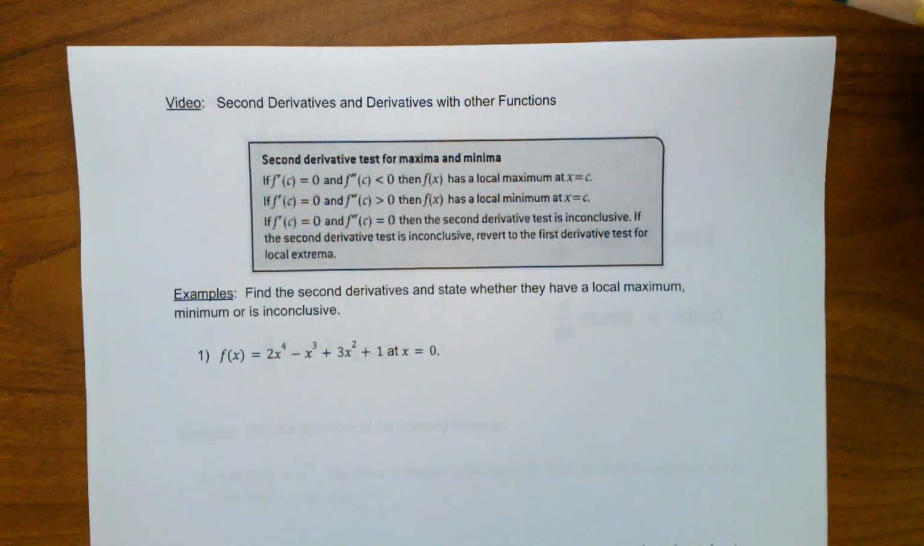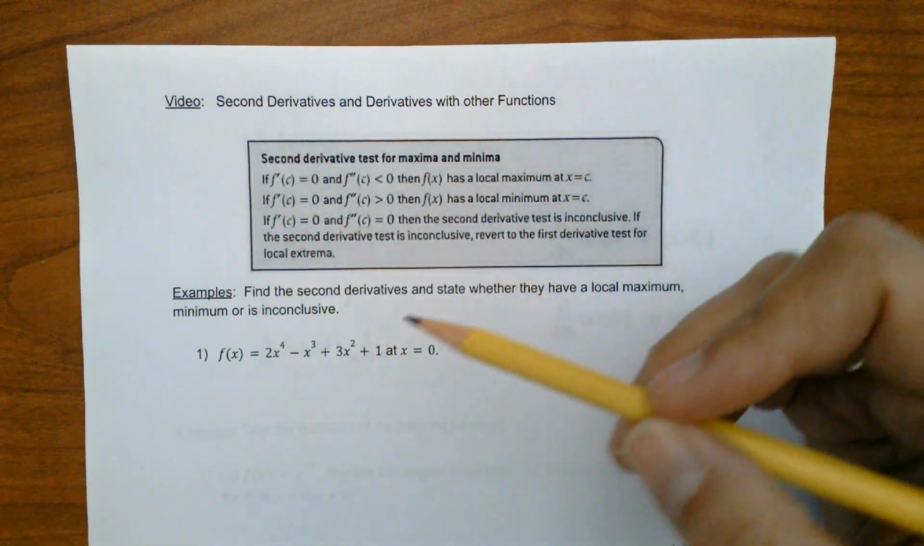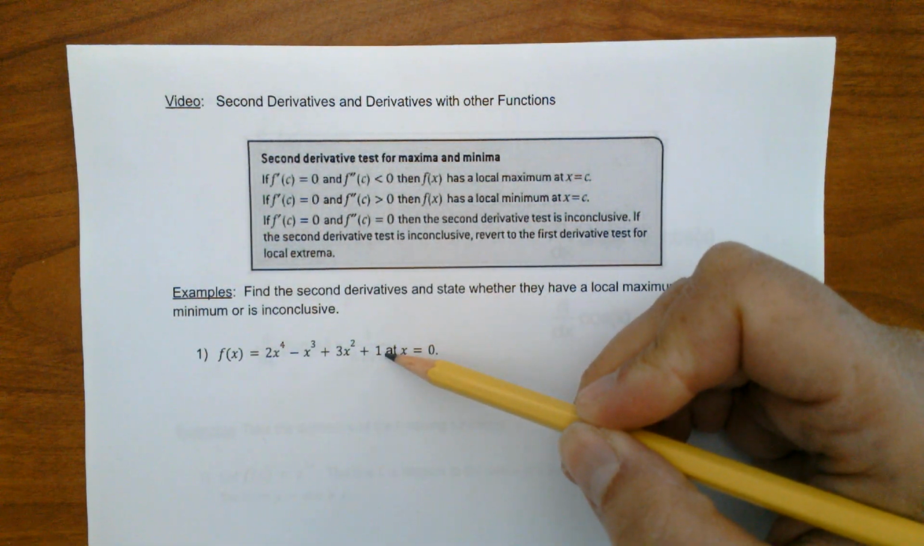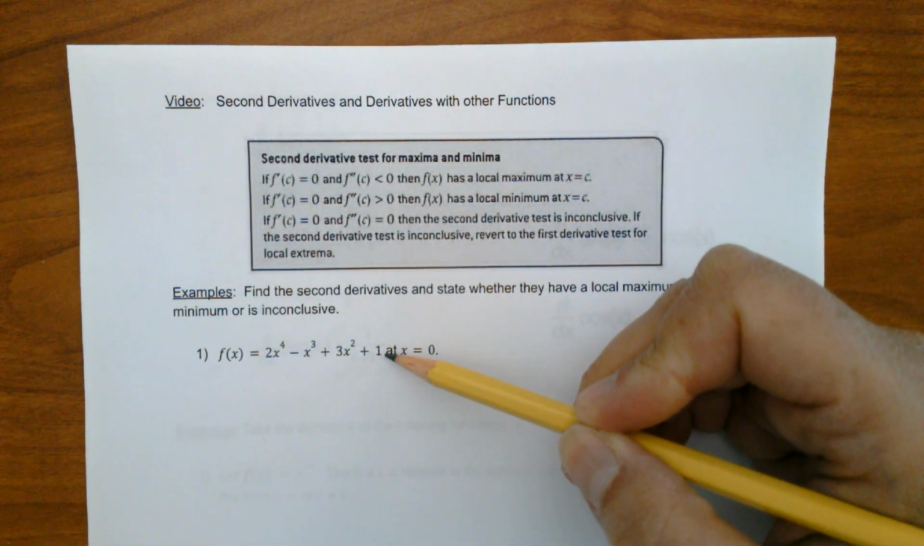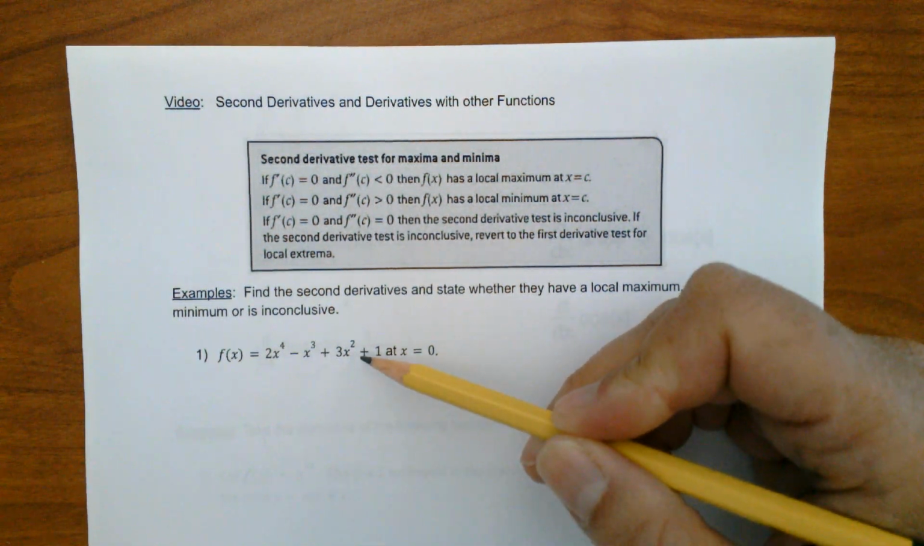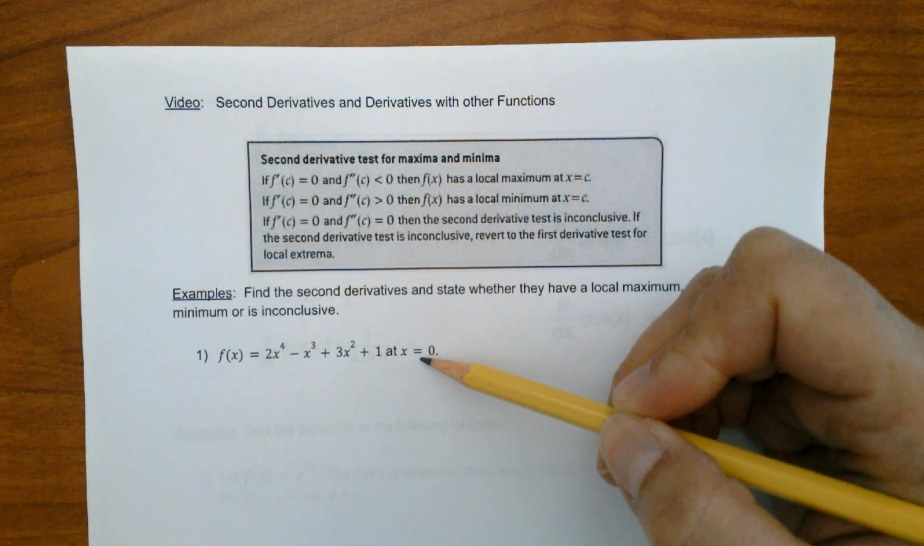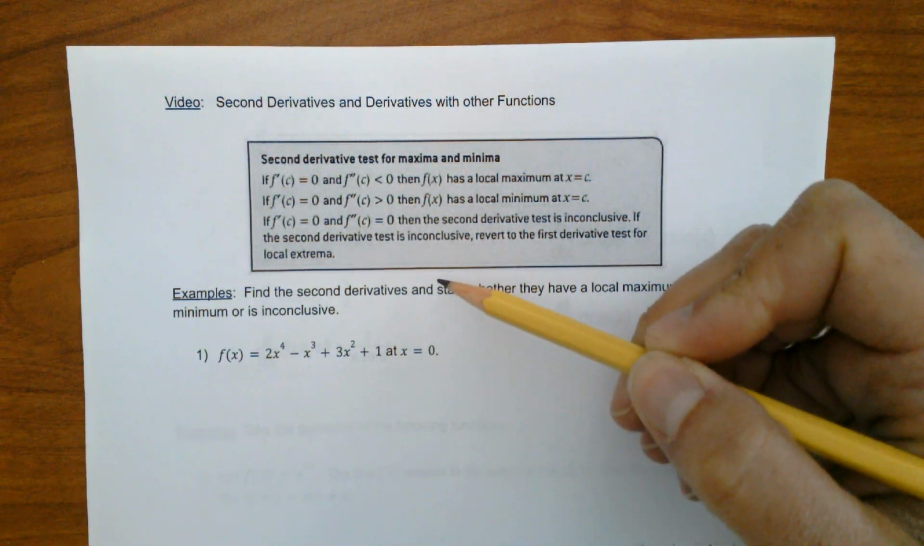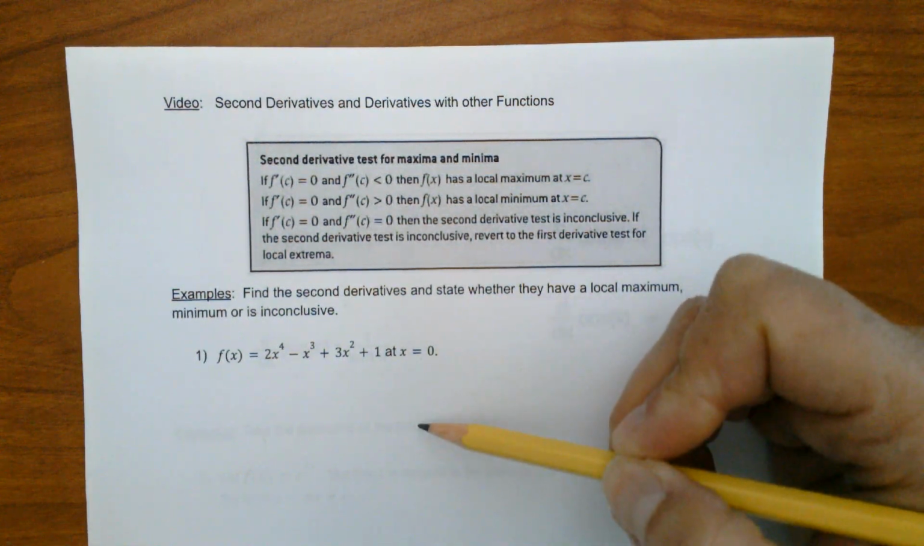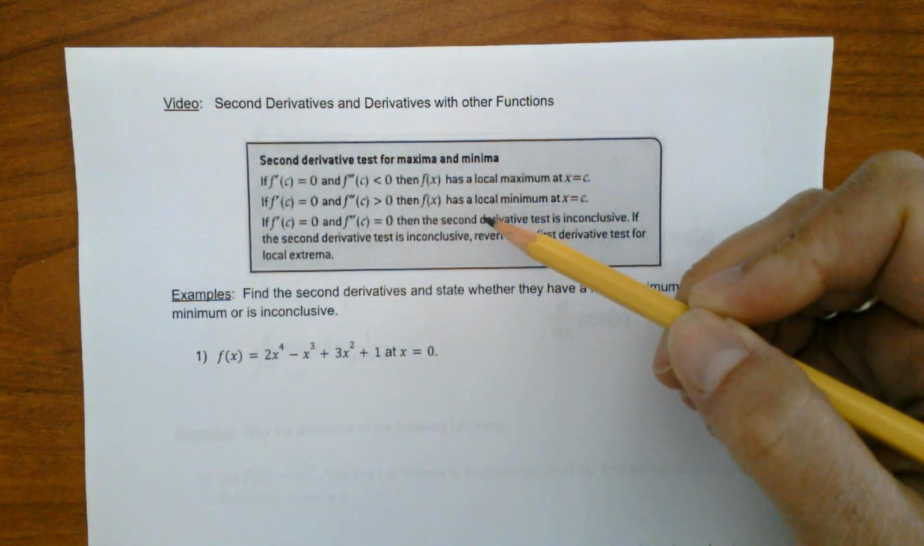What we're going to focus on is whether the graph has a local minimum or local maximum, or if it's inconclusive. And by that, I mean, if we actually had to graph something, a function that looks like f of x equals 2x to the fourth minus x cubed plus 3x squared plus 1, and look at the graph at x equals 0. Is the graph having a maximum value at x equals 0 or a minimum? And that's what our second derivatives are going to help us to do.